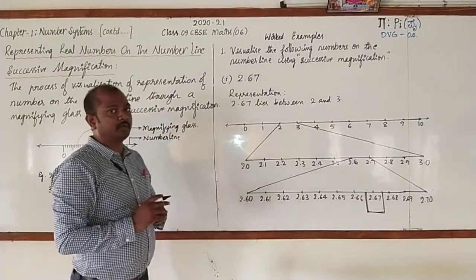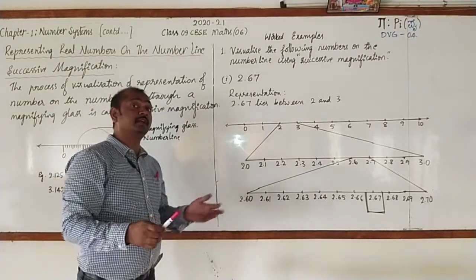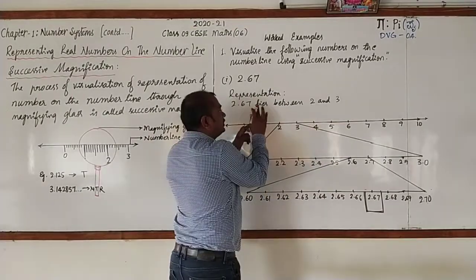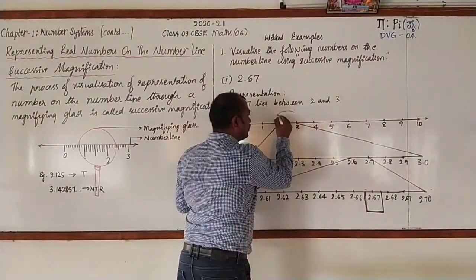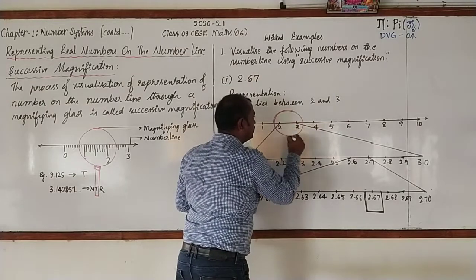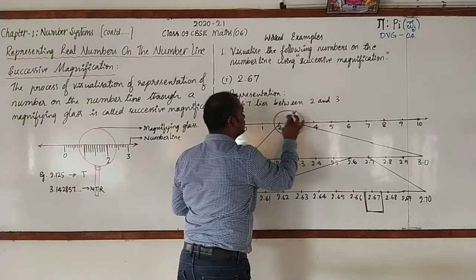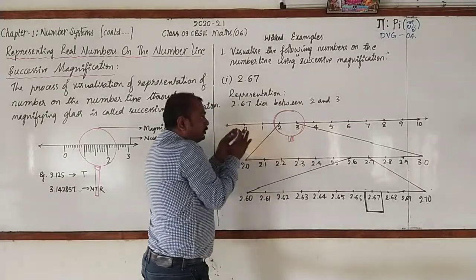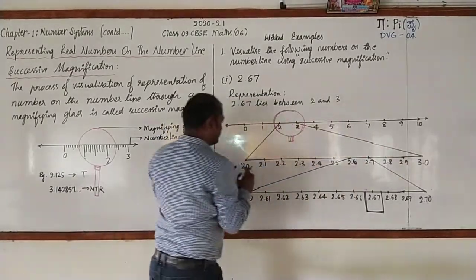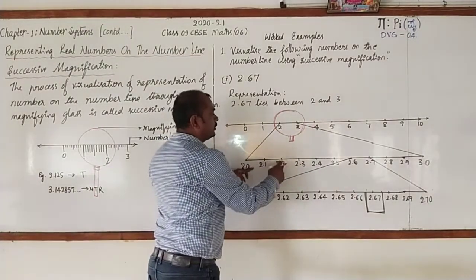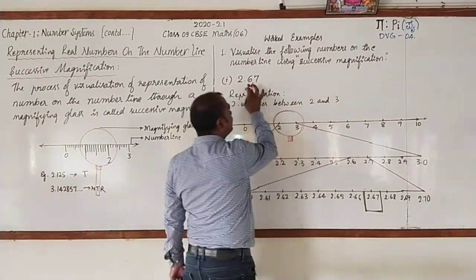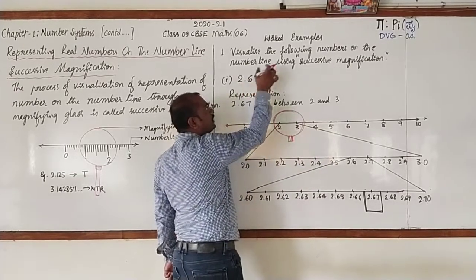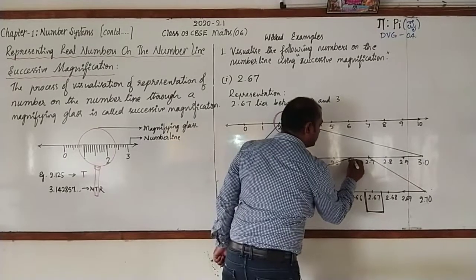I hope that you all have understood. Now I am going to draw the magnifying glass. See that first the number lies between 2 and 3. I am drawing the magnifying glass. You have to use compasses to draw the circle. Then 2 and 3 are expanded as 2.1, 2.2, 2.3 and so on. Then 2.67 lies between 2.60 and 2.70.